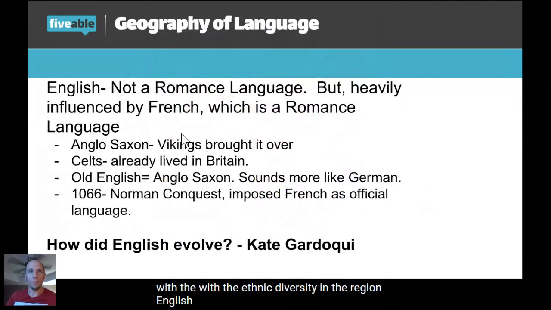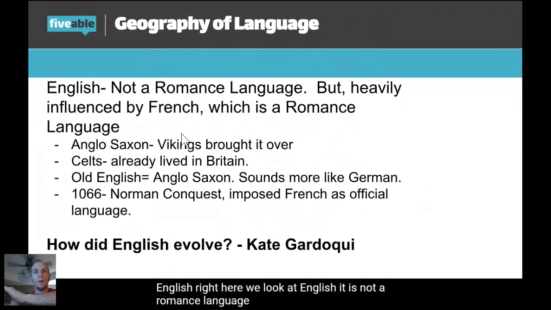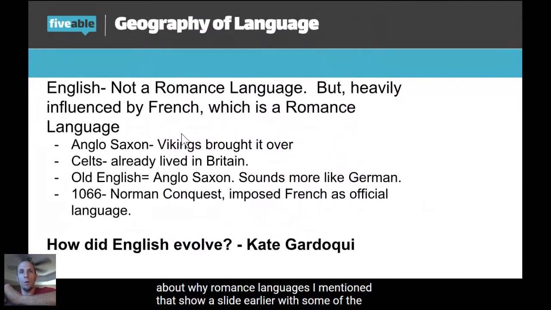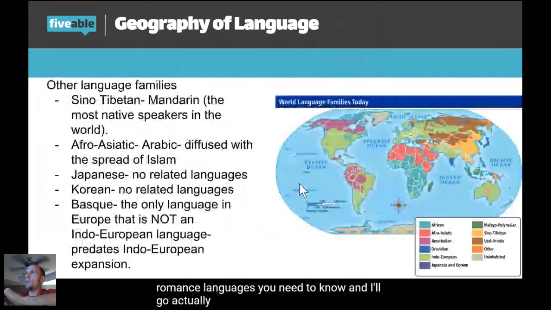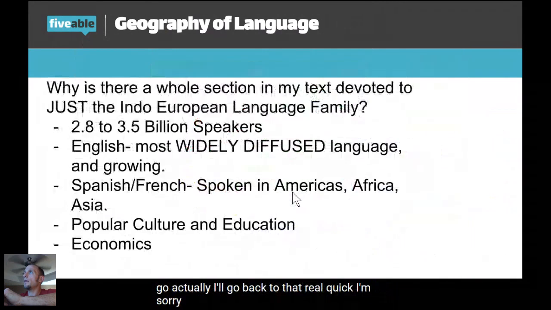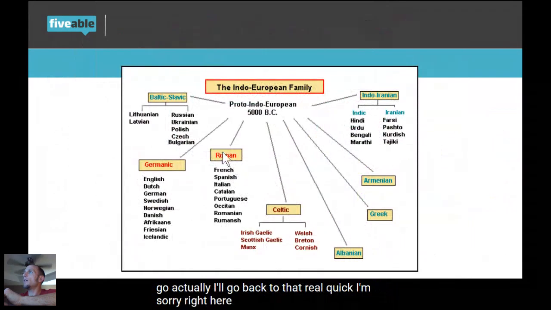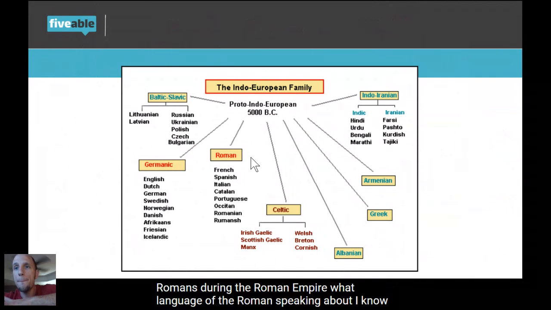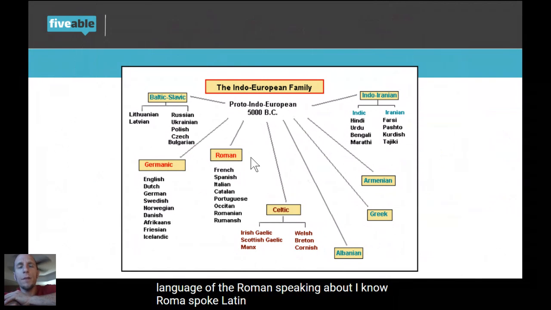When we look at English, it's not a Romance language, right? Now, when we talk about what a Romance language is, I mentioned that I showed a slide earlier with some of the Romance languages you need to know, and I'll go back to that real quick. I'm sorry. Right here. These are your Romance languages. And what I mean by that is they are derived from the language spoken by the Romans during the Roman Empire. What language did the Romans speak? Anybody know? Romans spoke Latin, right?